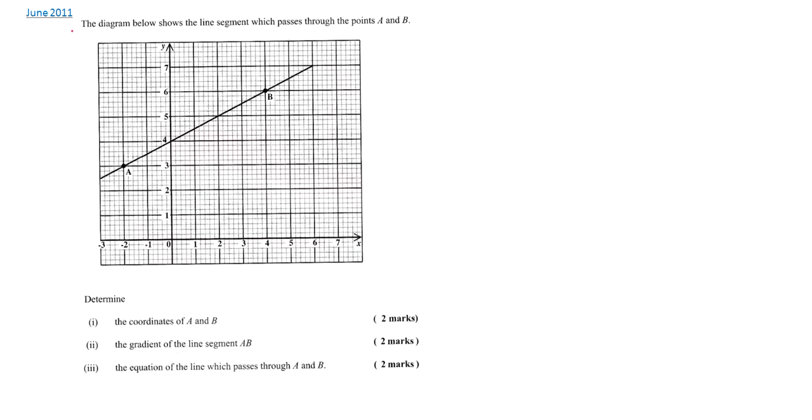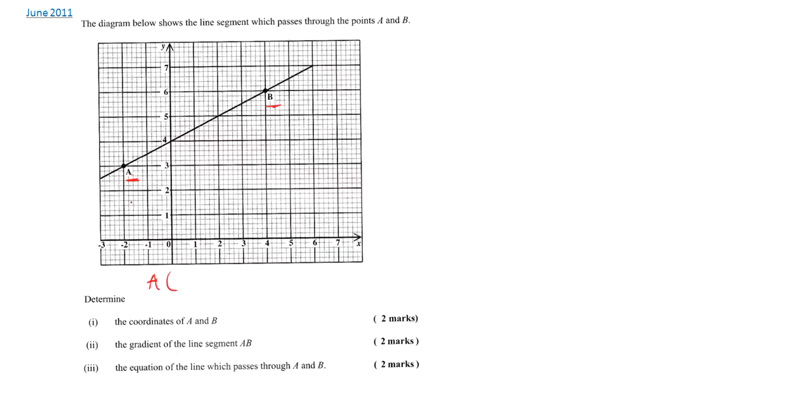Okay, so this is from the June 2011 paper. We have a diagram that shows a line segment which passes through the points A and B. So we have A and we have B. The first part asks to determine the coordinates of A and B. All you need to do is to read off the coordinates of A.